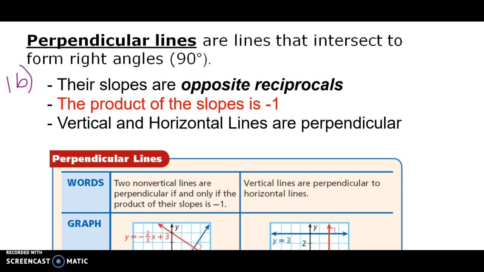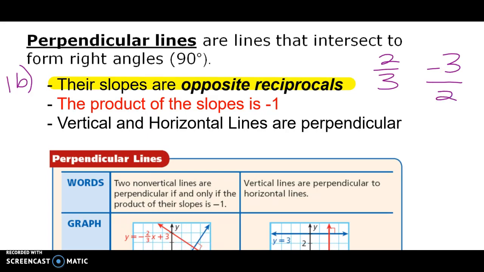Lines are perpendicular if and only if their slopes are opposite reciprocals. So let's say I have the slope of 2/3. What does the word opposite mean in math? It's talking about the sign, right? So if that one is positive, opposite means negative. And then what does it mean to take the reciprocal of a fraction? Flip it upside down. So the opposite reciprocal of 2/3 would be -3/2.